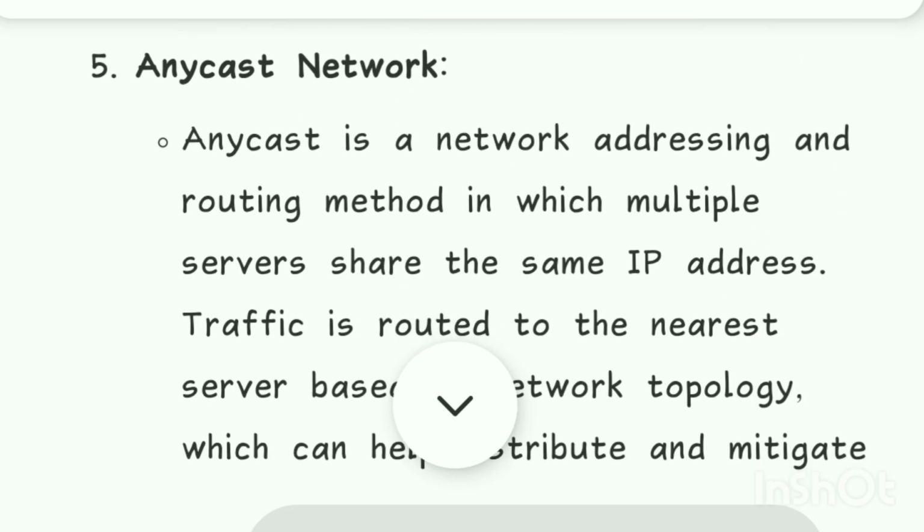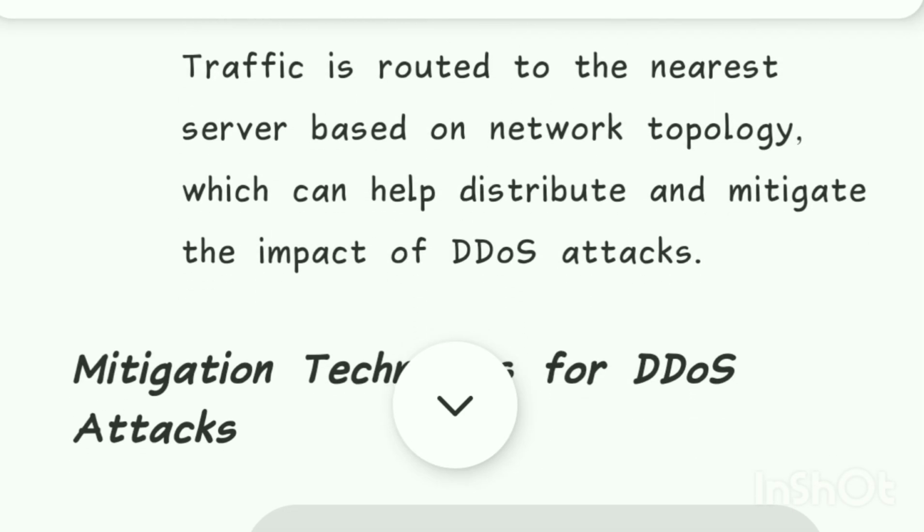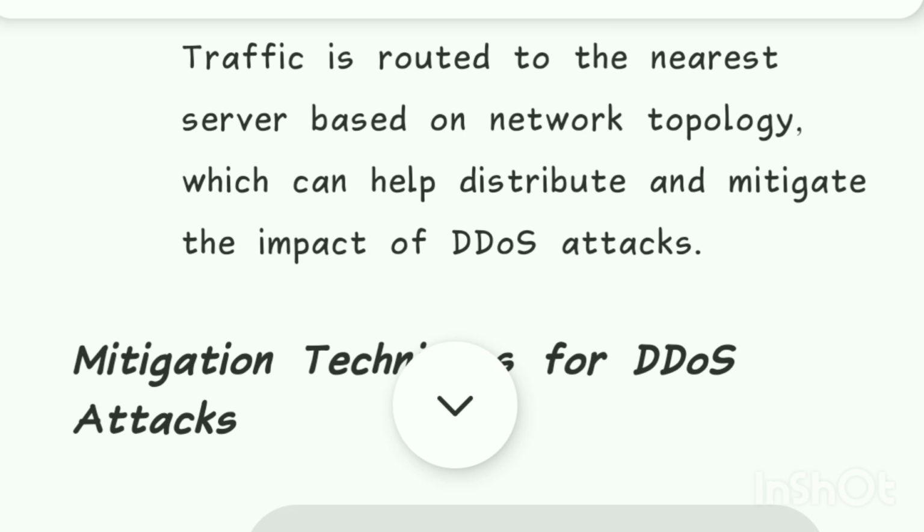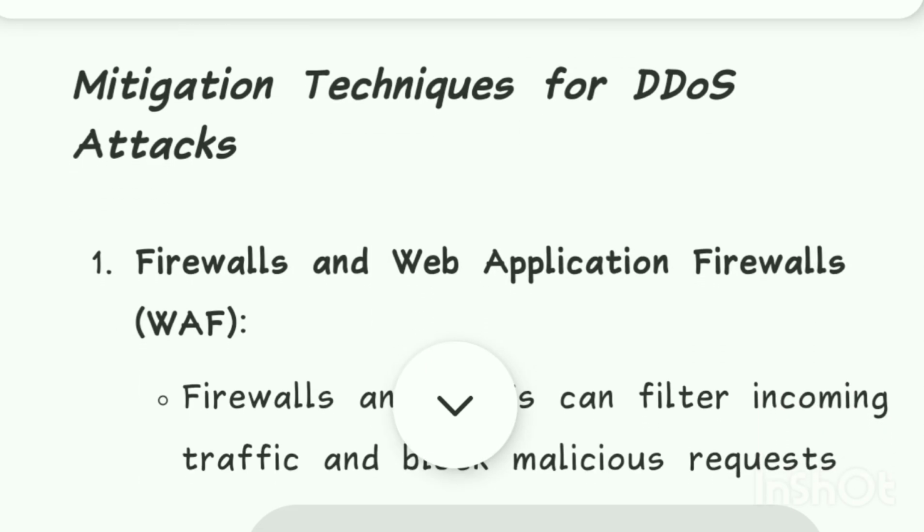5. Anycast network. Anycast is a network addressing and routing method in which multiple servers share the same IP address. Traffic is routed to the nearest server based on network topology, which can help distribute and mitigate the impact of DDoS attacks. Mitigation techniques for DDoS attacks.